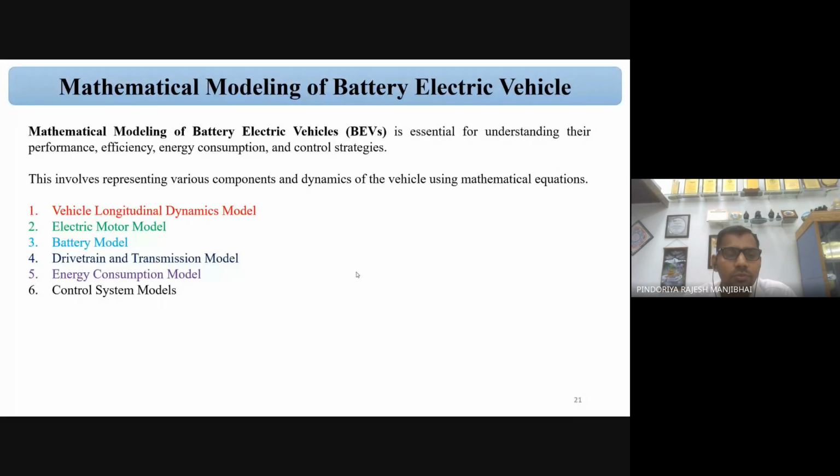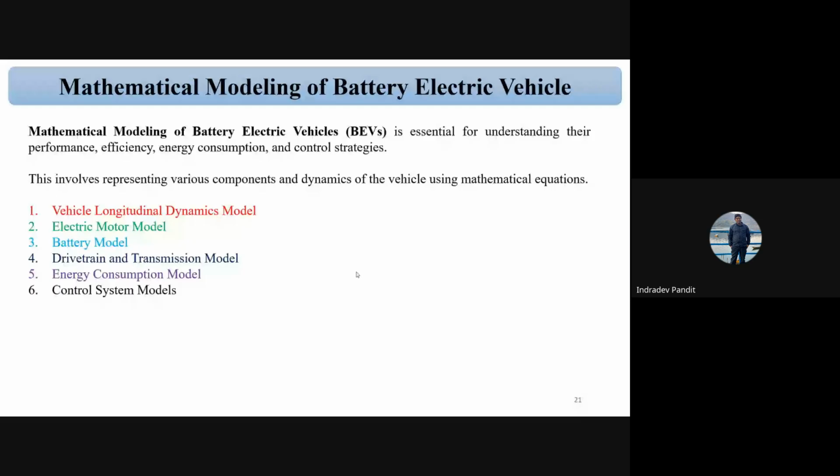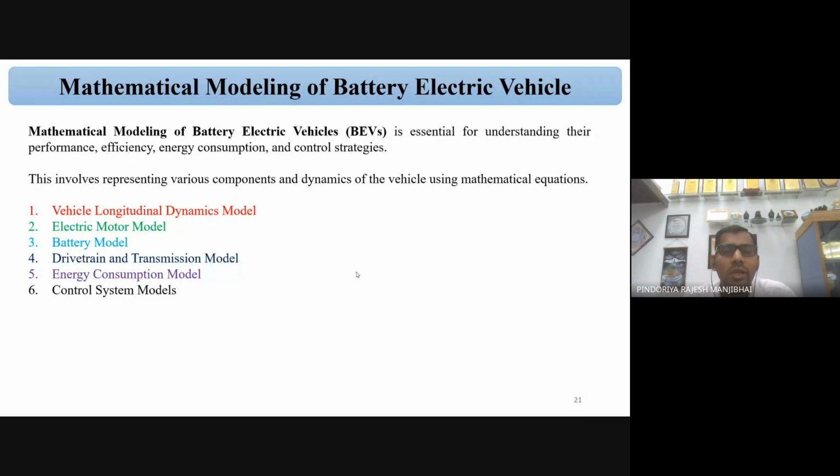Understood. Correct. So your question was, how can we control the motor in the case of multi-gear, correct? Yes, motor control. So we have to work on the motor controller part.